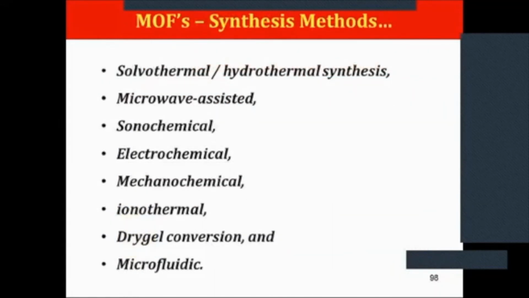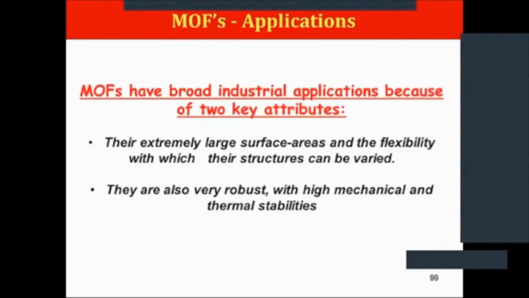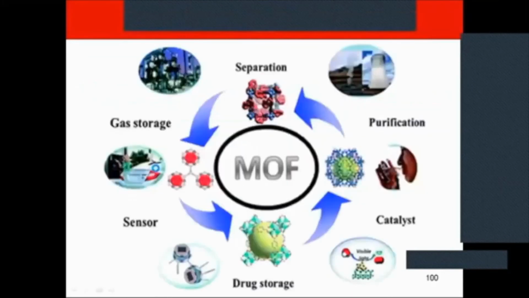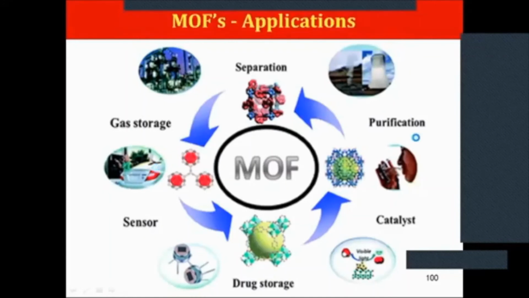They have broad industrial applications because of two key attributes: their extremely large surface area and the flexibility with which the structure can be varied. You can have different structures, you can tailor-make the structure. They are also very robust, rigid, with high mechanical and thermal stabilities. So these are all the various applications. They can be used for separation of gases, separation of molecules, gas storage, as sensor molecules, drug storage, as a catalyst, as a purification agent. Many, many applications are found for MOFs.